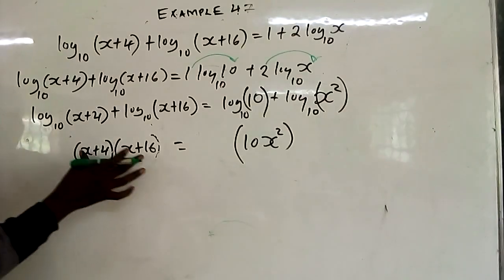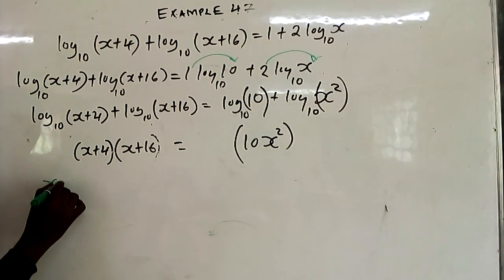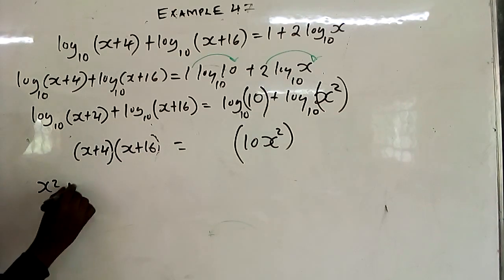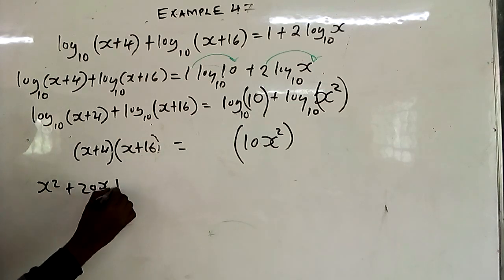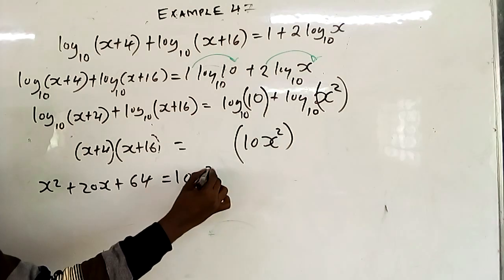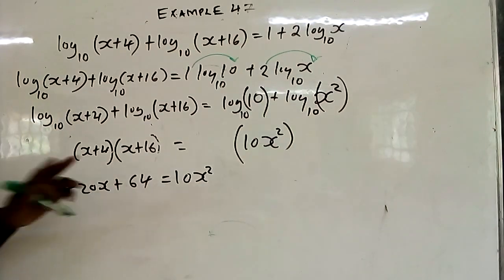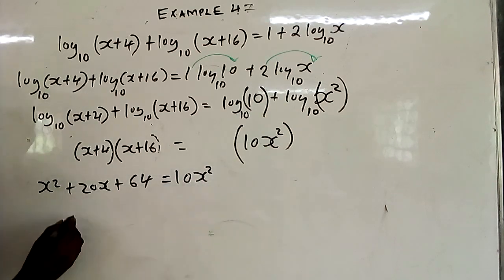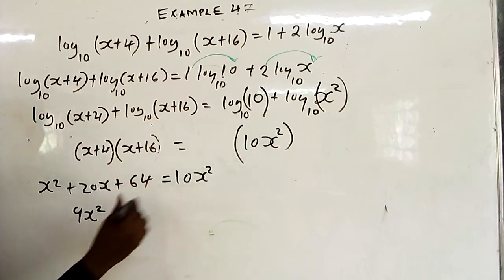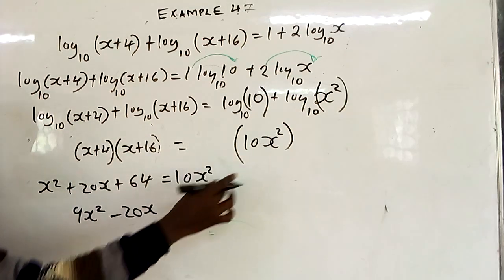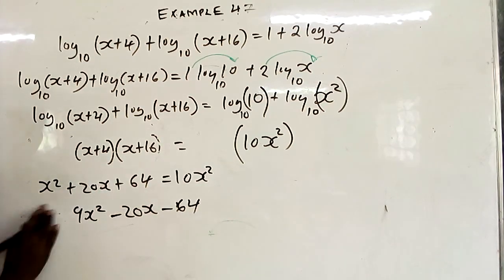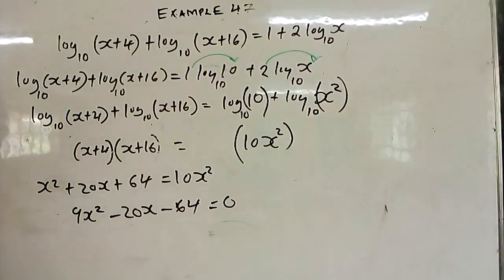Expand this. What do you get if you expand this side? You get x squared plus 16x plus 4x, that is plus 20x. Then 4 times 16 plus 64, isn't it? Is equal to 10x squared. So can you now simplify that? x squared going the other side, you get 9x squared. 10x squared minus x squared is 9x squared, isn't it? Plus 20x going the other side, you have minus 20x. Plus 64 going the other side, you have minus 64 to be equal to 0. We've remained with 0 this side. So equal to 0, that, you can put 0 the other side, isn't it?